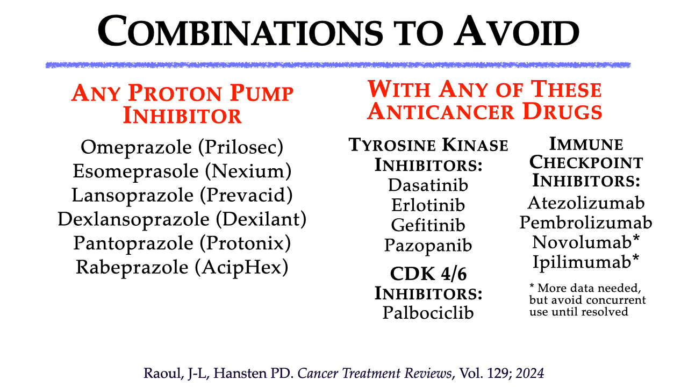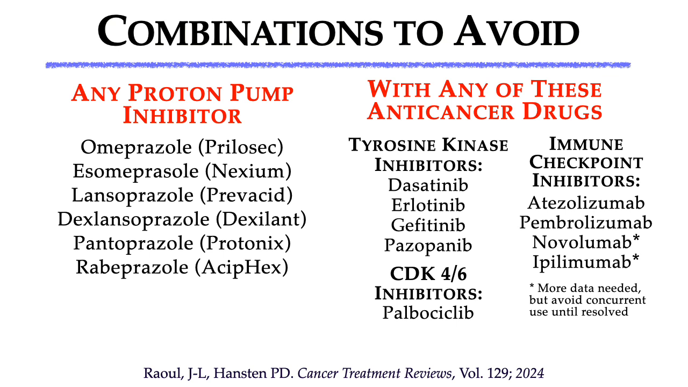So here's the cheat sheet, so you don't have to read that article. On the left side, any proton pump inhibitor, and I listed, I think I got them all, with any of these anti-cancer drugs: tyrosine kinase inhibitors, CDK4/6 inhibitors, and immune checkpoint inhibitors. For some of these, it's because of increased pH of the gut, because these drugs may require acidity to be absorbed. So it's a very simple interaction. But with others, it's more the immune checkpoint inhibitors. It's probably an effect on the microbiome that's causing it, rather than increased pH of the gut per se.